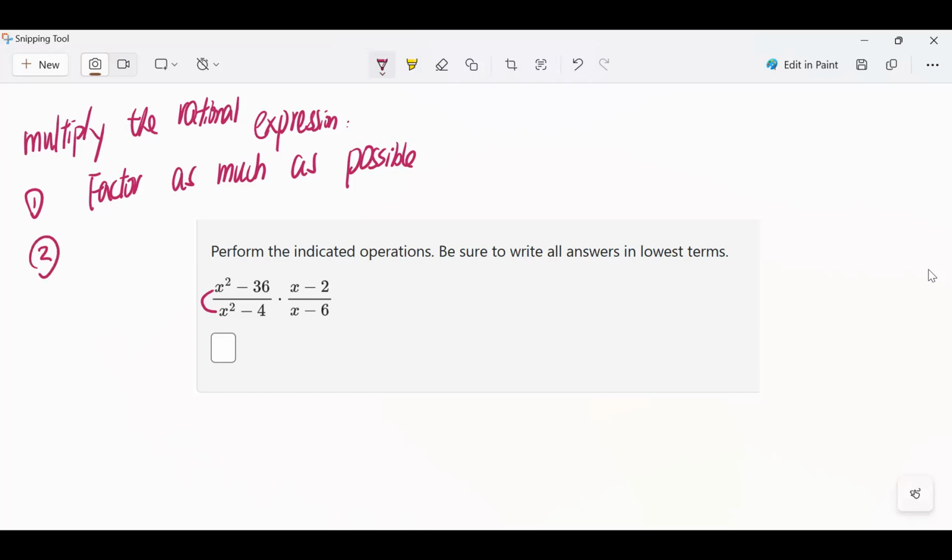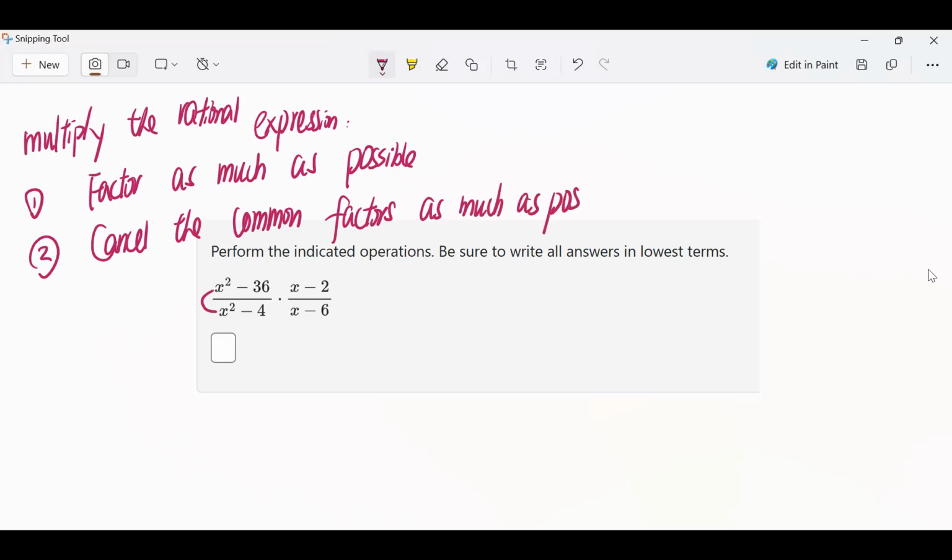Second step, cancel the common factors, on both the numerator and denominator, as much as possible. And the last step, write the final answer in simplified form.